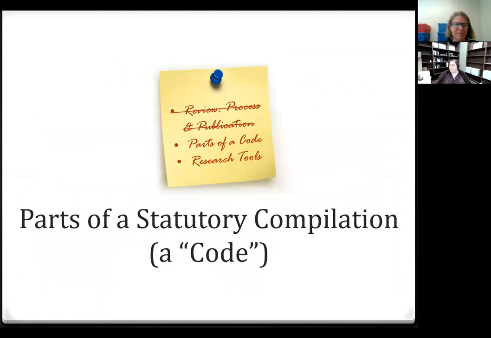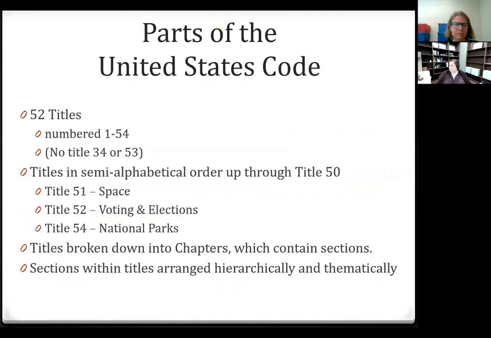Now let's look at the parts of a code, just like we look at the parts of a statute. There are 52 titles in the US Code, numbered 1 to 54, but 2 of the titles are missing. They are mostly in alphabetical order until you get to the back end where things got too unwieldy, so we broke them out into their own sections. And let's look at uscode.house.gov to take a closer look at that.